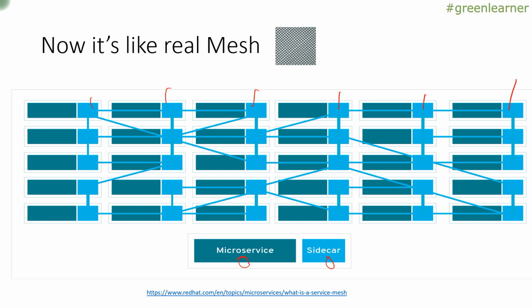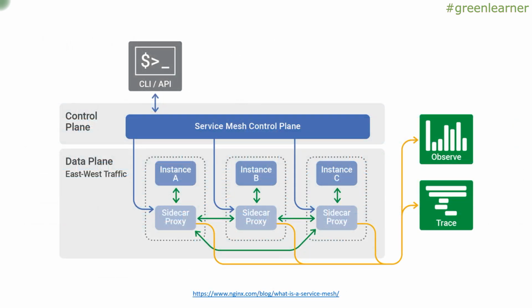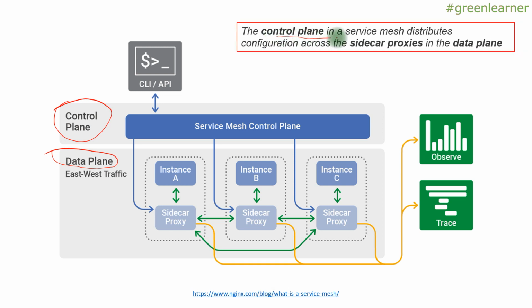And service mesh is not only about the sidecar. There has to be some controller which can take care of these proxies and how to configure them, right? So the next diagram is going to help with this. There are two main components here. First is the control plane and second is the data plane. What is the role of these? The control plane in a service mesh distributes configuration across the sidecar proxies in the data plane. So the sidecar proxy is a very important part here.